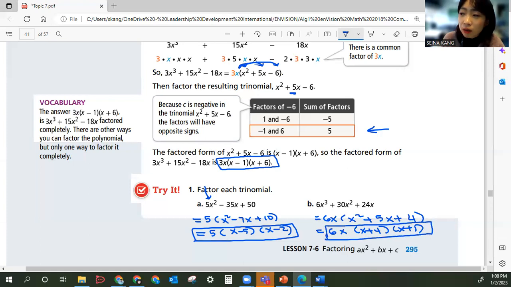Check if your answers are all correct. If so, good job.